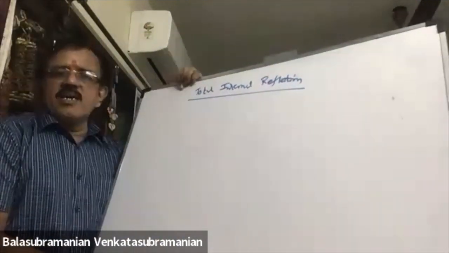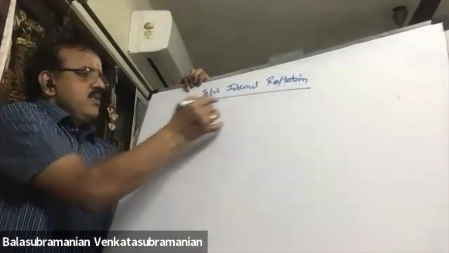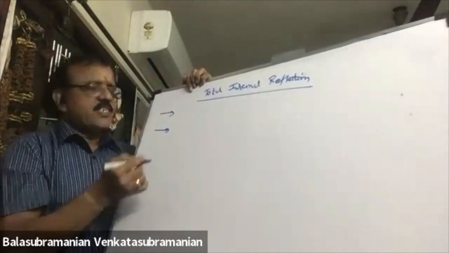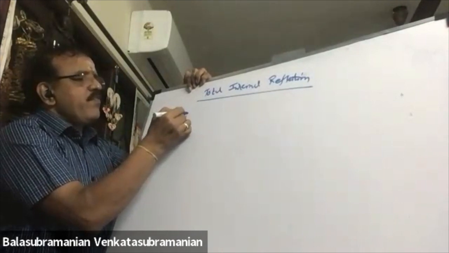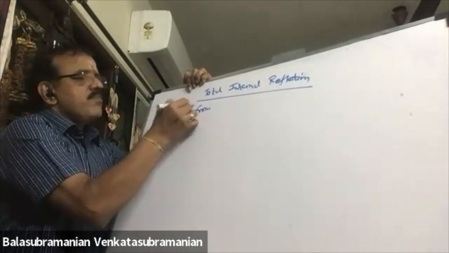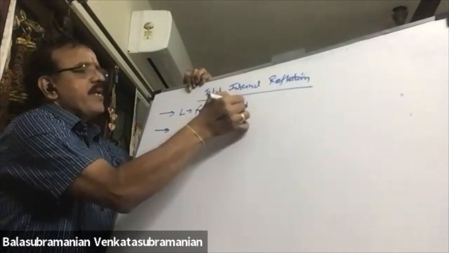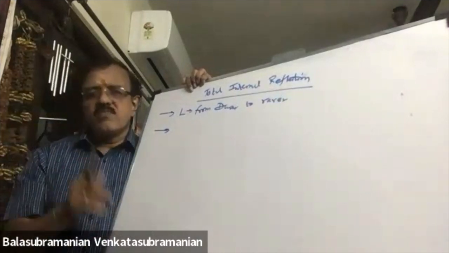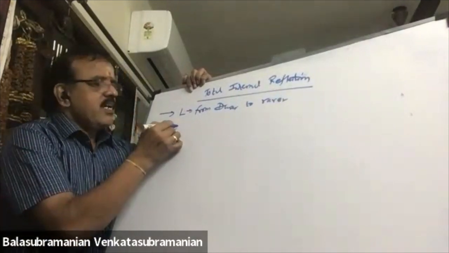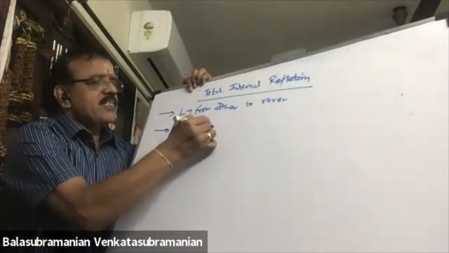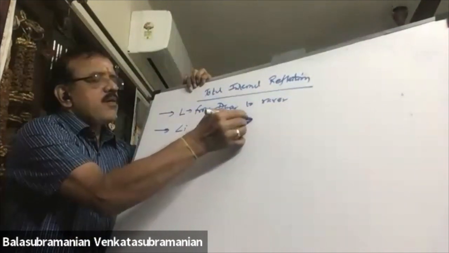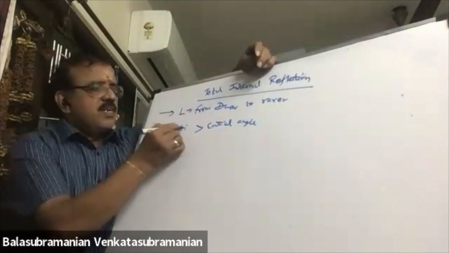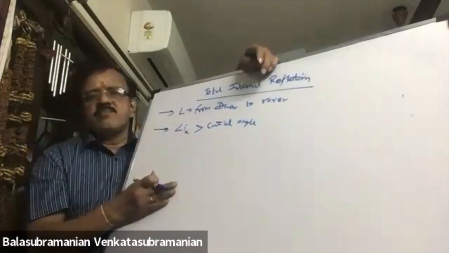Sir, for total internal reflection to occur, two conditions should be satisfied. First condition, light should be refracted from denser medium to rarer medium. Denser to rarer, it should refract. Second condition, the angle of incidence should be greater than the critical angle. What is the meaning, sir? What is called the angle of incidence? I see. What is the meaning?